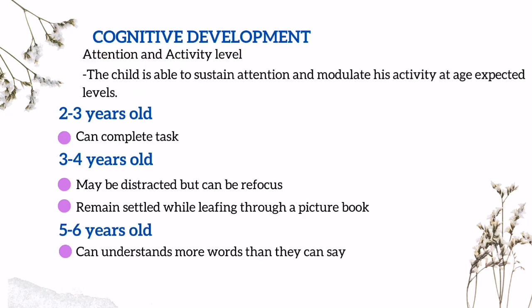The cognitive development. Number 1, the child is able to sustain attention and modulate his activity at age-expected levels. 2 to 3 years old can complete tasks. 4 to 5 years old may be distracted but can refocus. 4 years old sustain attention and concentration, can do homework. 5 to 6 years can do homework on his or her own.